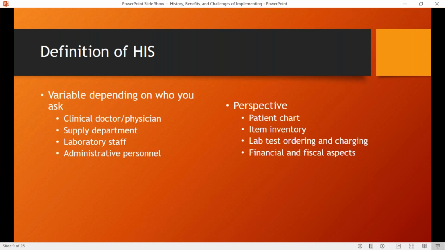If you ask someone from the administrative personnel, it can be a system in place to handle the financial and fiscal aspects of the hospital. So again, within different departments of the hospital, you can have a mini system in place that's aligned with the whole hospital information system. Okay, next slide, please.